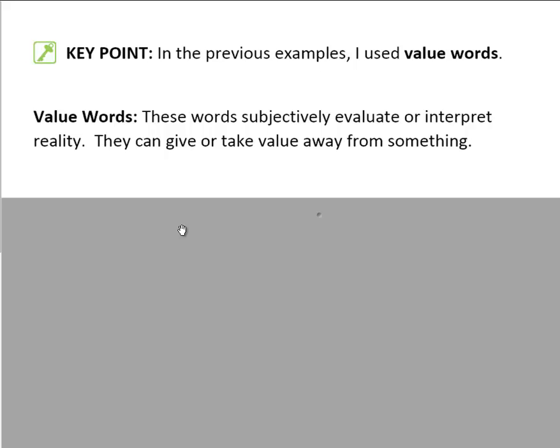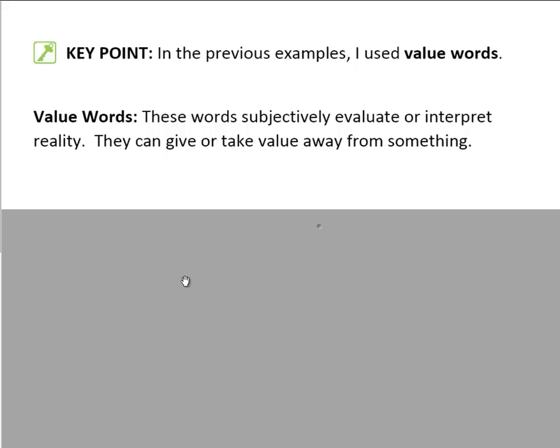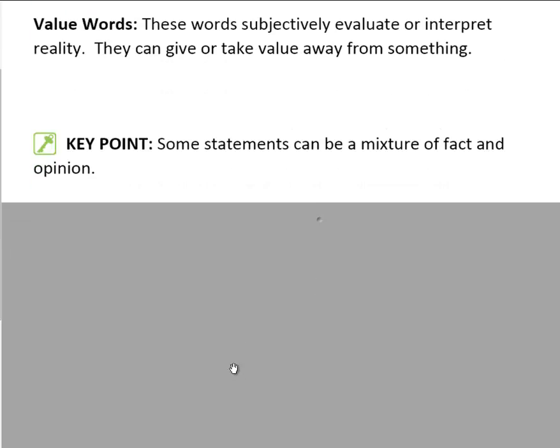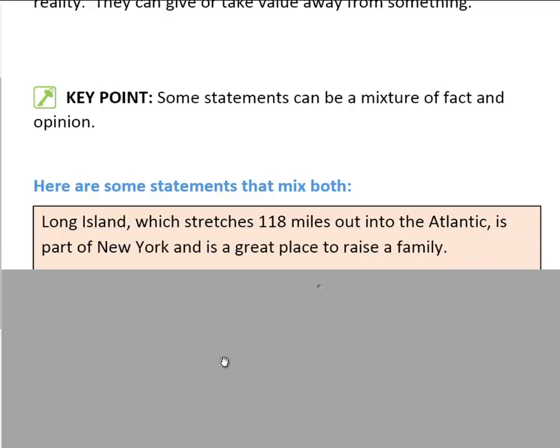If I say Long Island is a great place to raise a family, I am placing value on Long Island. The opposite happens if I were to say that it is a terrible place to raise a family. Then I'm taking value away from it. That's why we call those words value words. Another thing to keep in mind is that some statements can actually be a mixture of both fact and opinion. So let's take a look at one of those examples.